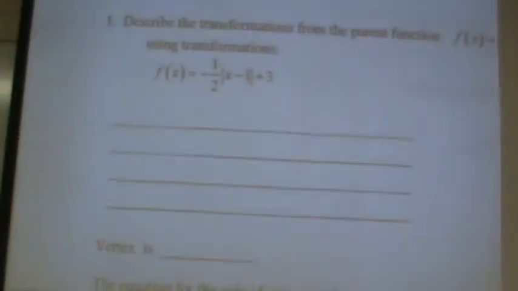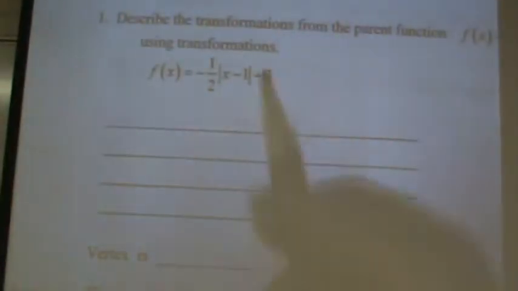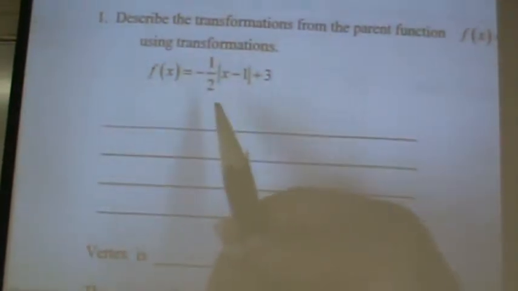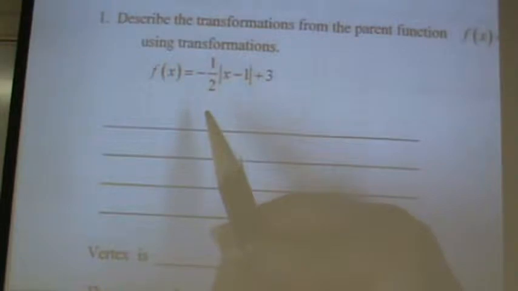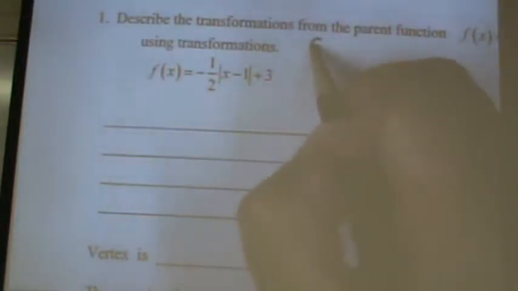Okay, here's today's notes, section 2.7. We're going to graph absolute value functions and talk about their transformations. This should be relatively easy for us because we've actually already done all the work, and we're just going to review this really quick. So if I gave you this function right here, you should recognize what the parent is, right? What's the parent? Absolute value.